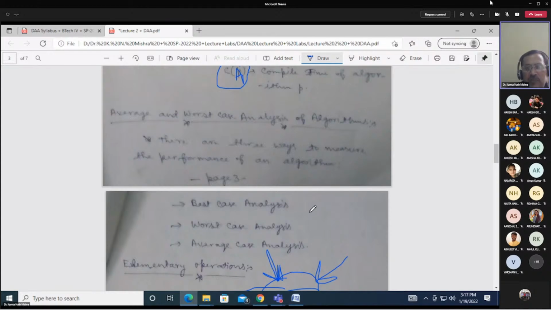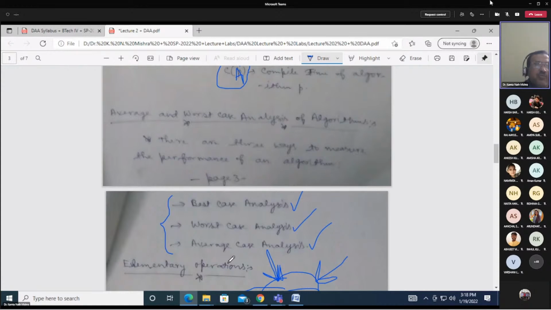Now, last thing, if you are analyzing the performance of any algorithm, how many cases will exist? 3 cases. Either best case analysis or worst case analysis or average case analysis. So these 3 analyses will be there: best case analysis, worst case analysis, and average case analysis.